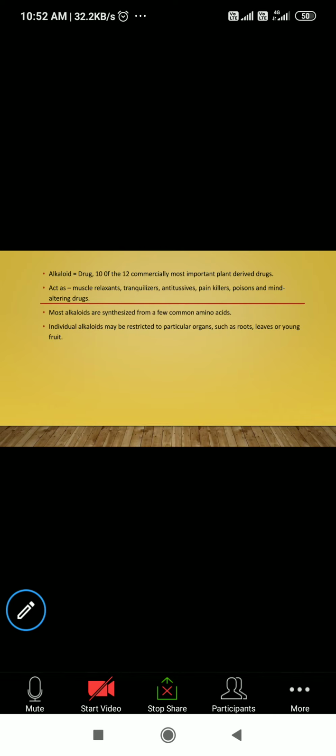Alkaloids are used as muscle relaxants, tranquilizers, painkillers, poisons, or sometimes as mind-altering drugs. As we all know, one of the oldest alkaloids is opium. This opium is the immature seed capsule of the opium poppy. The scientific name of this plant is Papaver somniferum.